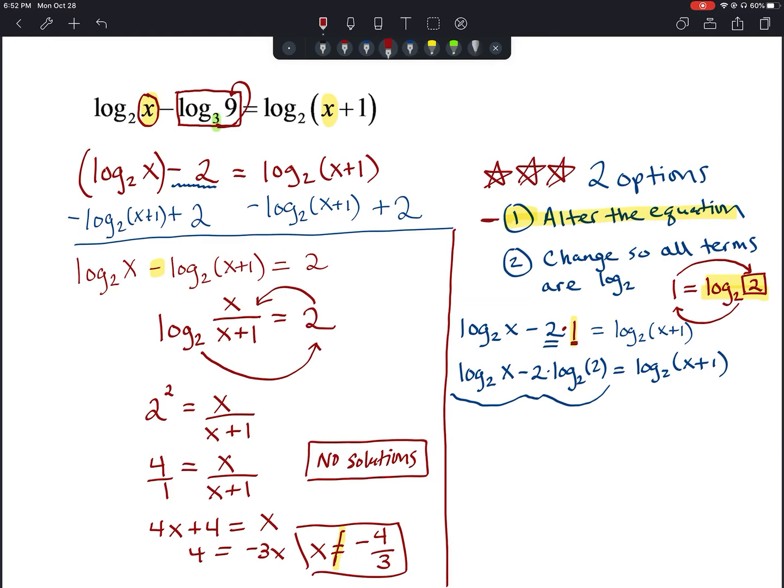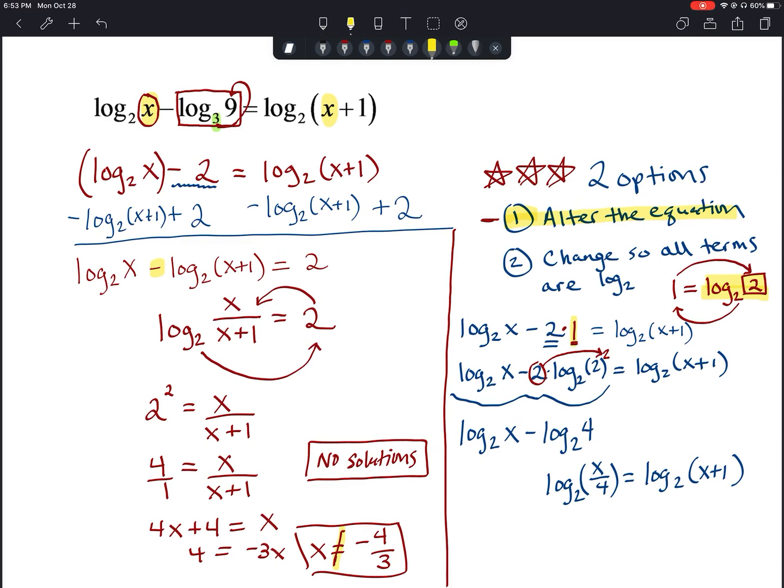Obviously here we got to take our coefficient and move it back up here as an exponent. When we do that, that would make this like a value of 4. So we're looking at log base 2 of x minus log base 2 of 2 squared, which would be 4. And then because of our subtraction in the middle here, we can rewrite this as log base 2 of x over 4 is equal to log base 2 of x plus 1.